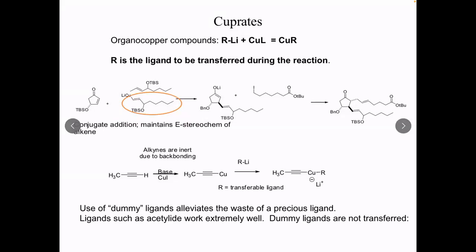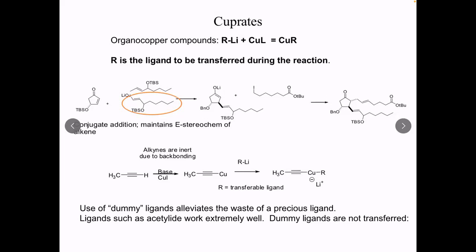The problem with the cuprate is it only transfers one group, and after that it's useless, right? You can't use it more than once. Once the reaction happens and that group gets transferred, it's done. So if you put two really complex substituents on copper, you're going to end up throwing away the other piece, and it's useless. So a lot of times what you'll see is people put what's called a dummy ligand on copper, and that alleviates the wasting of one of those ligands.